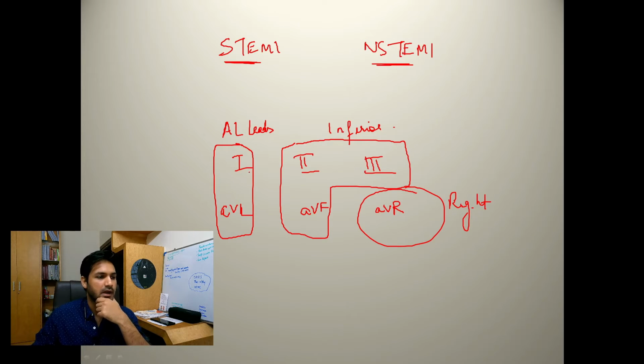Okay, so after you look at the changes in these leads, you can tell if it's an anterior or septal or anterolateral by looking at V1 to V6. All right. Now, let's see. This is our typical ECG.